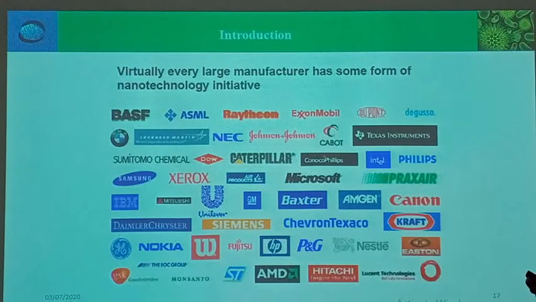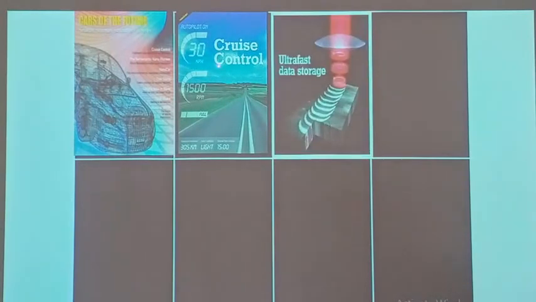These are some logos of companies, especially very large manufacturers, that have some form of nanotechnology initiative. They have taken the initiative to fabricate devices or products using nanotechnology, like the famous company BMW in automobiles, Nokia in electronics, Samsung, Philips, so many companies have already started to use this nanotechnology. Some reports are available on its use in different sectors.